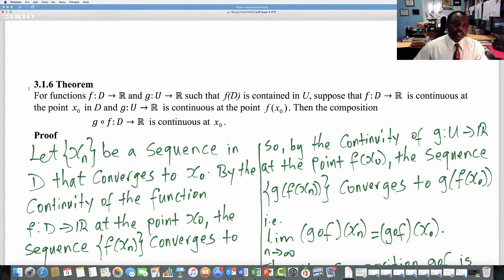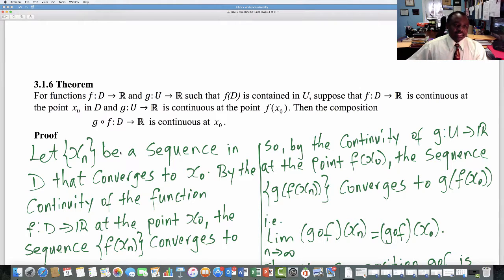Subsection 3.1.6 theorem. For functions f from D to R, g from U to R such that f of D is contained in U, suppose that f is continuous at x naught in D, and g is continuous at f of x naught in U, then the composition g composed with f is continuous at the point x naught. So f is continuous at x naught, g is continuous at f of x naught, and g composed with f would be continuous at x naught. Let's go ahead and prove that.